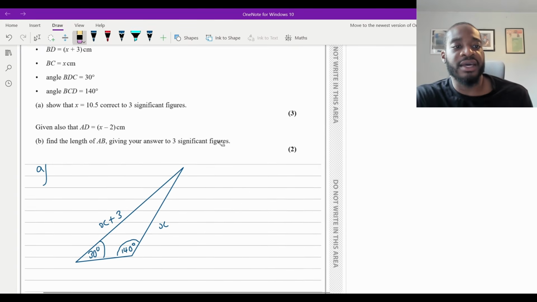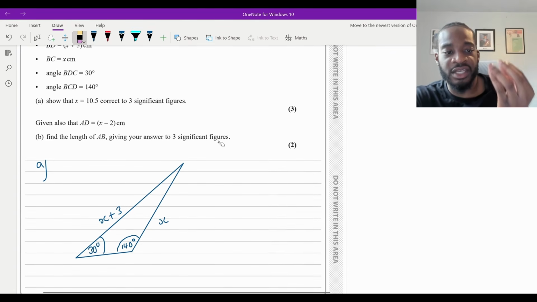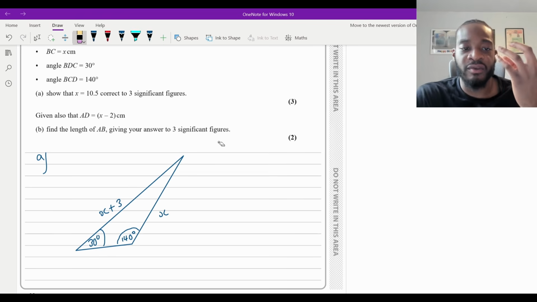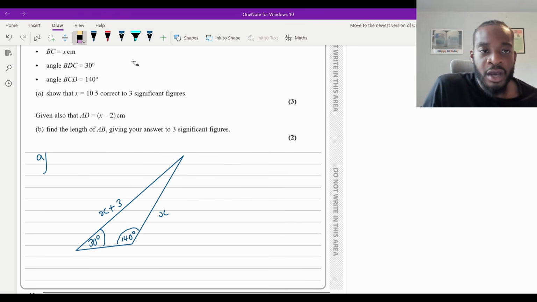Now, what topic comes to mind? They ask you to show what x is, so you need to solve an equation, right? Now, we have triangles. We've got lengths given to us algebraically. We've got angles. It's trigonometry. What in trigonometry? Well, what I like to do is this.